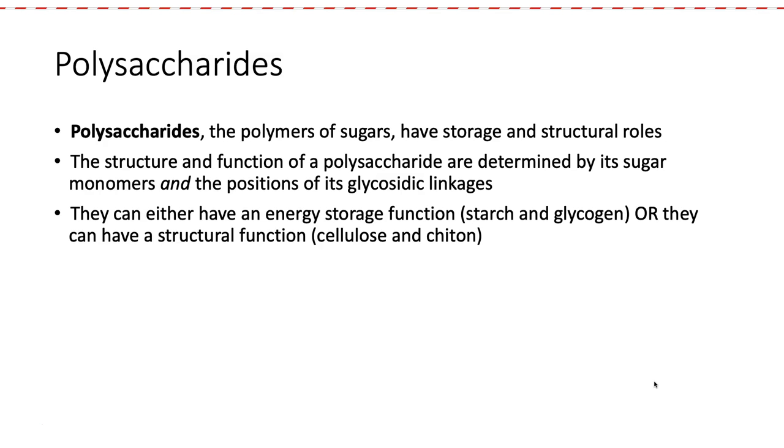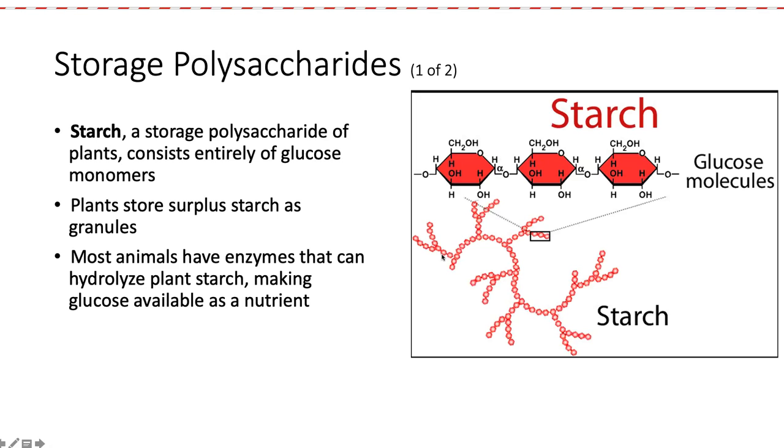So some of the polysaccharides can be important in energy storage, and those are starch and glycogen, which we're going to talk about in a minute. Or they can have structural function, like cellulose and chitin. This word is chitin. Whenever you see a CH at the beginning of a word in biology, it sounds like a K. So we're going to go through each of those and talk about their chemical structures and their roles in cells.